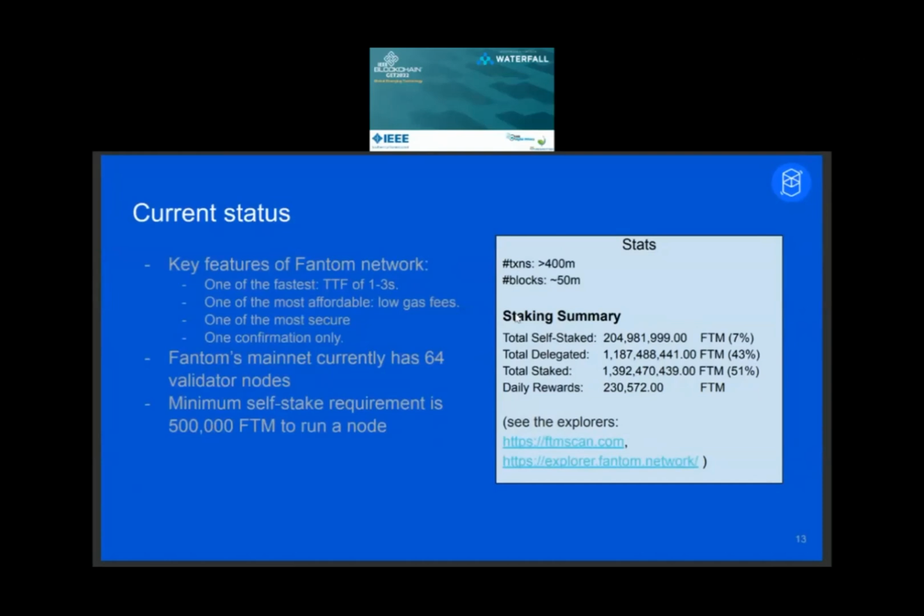Phantom mainnet currently has 64 validator nodes. It has confirmed more than 400 million transactions and around 50 million blocks. The minimum self-stake requirement is 500,000 Phantoms to run a node.